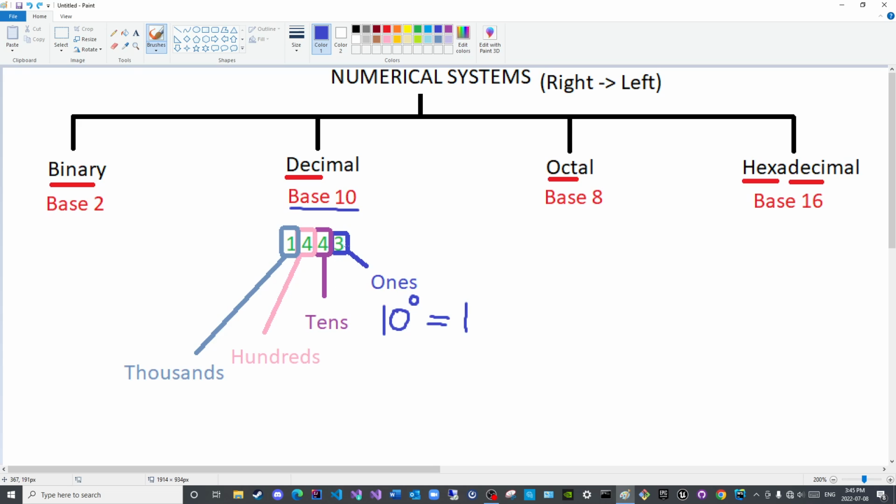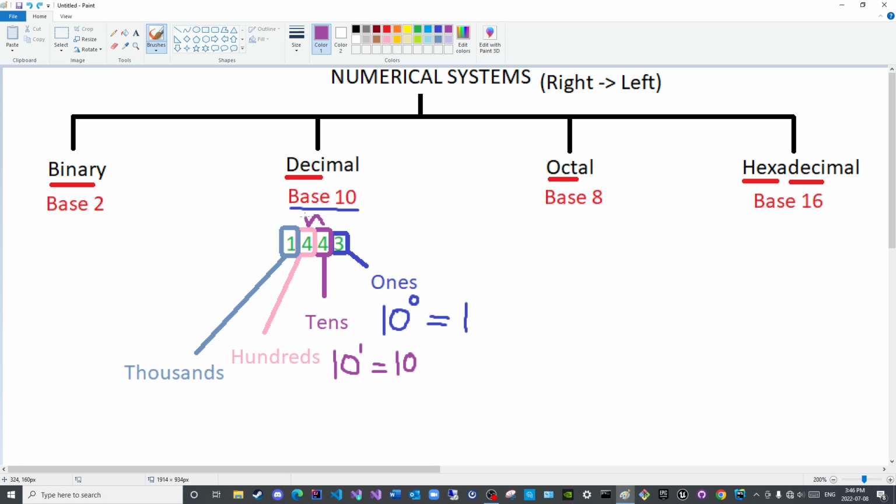When you move to the left, you keep the base the same, of course. Let me change the color. And you increment the exponent by 1. So we always start at exponent 0 from the right, and we increment by 1 or add 1 to it every time we hop locations. So this will be 10 to the power of 0 plus 1, which is 10 to the power of 1, and any number to the power of 1 is equal to itself. So 10 to the power of 1 is 10. Thus, it is called tens.